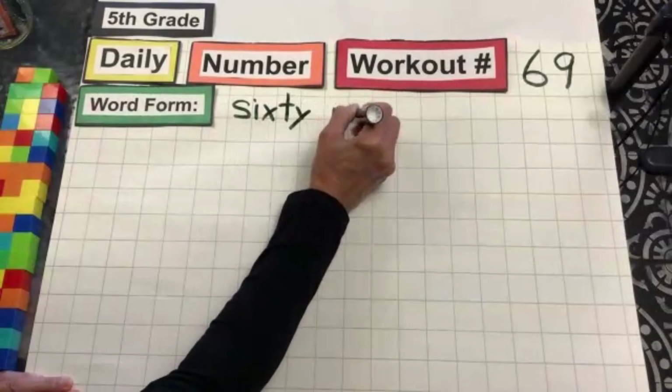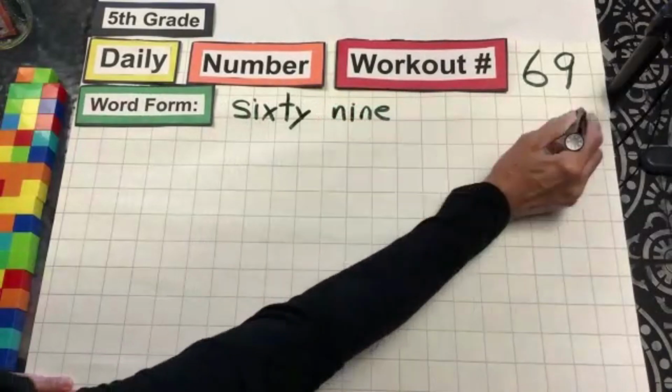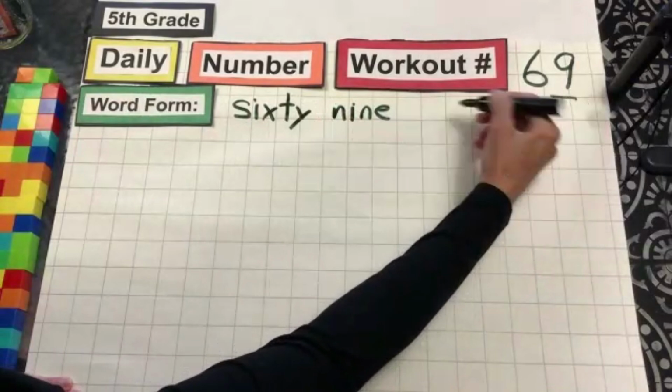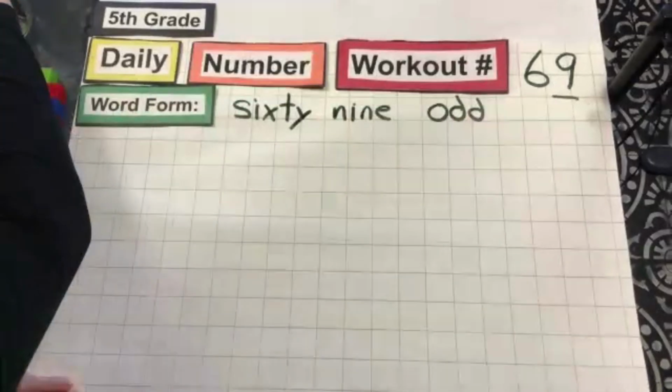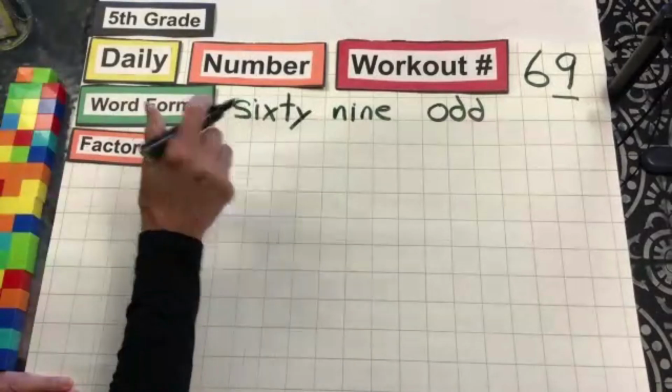69 in word form. And since it ends with a 9 in the ones place value, it is an odd number. So let's get started with our factors.